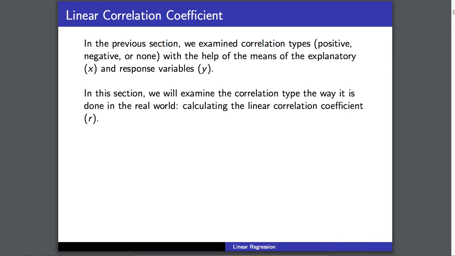Well, in this section, we're going to examine the correlation type in the way that it's done in the real world, which is calculating the linear correlation coefficient, or r. So, again, just the means of the x and the y and counting the points in the quadrants, we don't really do that in the real world. We calculate what's known as the linear correlation coefficient, which we use the variable r to represent. So we're not really going to be going through this process anymore.